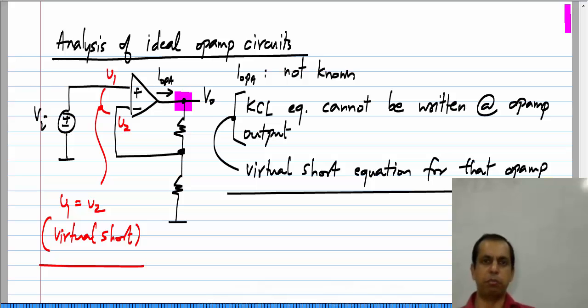Now, you have to always keep in mind that this virtual short applies only if the op amp is in negative feedback. That has to be checked separately using ideas we have discussed earlier, that you have to check that every op amp is in negative feedback. But once it is in negative feedback, the inputs are virtually shorted and you can use this for analysis of circuits with ideal op amps.